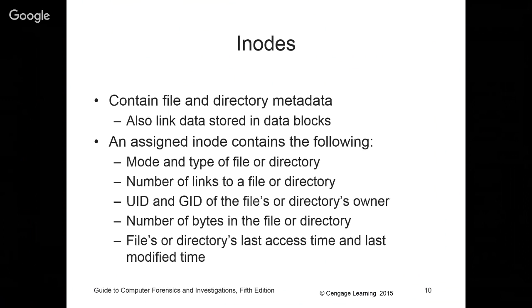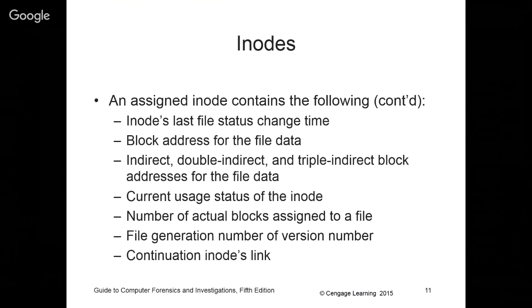The assigned inode contains the following: the mode, type, and file, the number of links in the file directory, the UID and GID of the file's directory owner, the number of bytes in the file directory, the file's or directory's last access time and last modified time, which also has the inode's last file status change time, the block addresses of file data: direct, indirect, double indirect, triple indirect block addresses for the file data, usage statuses for the inode, the number of actual blocks assigned to a file, file generation number and version number, and the continuation of the inode's link.